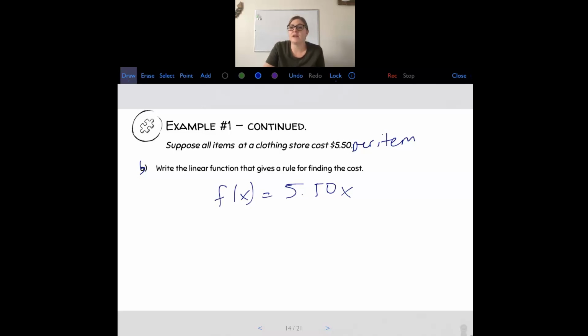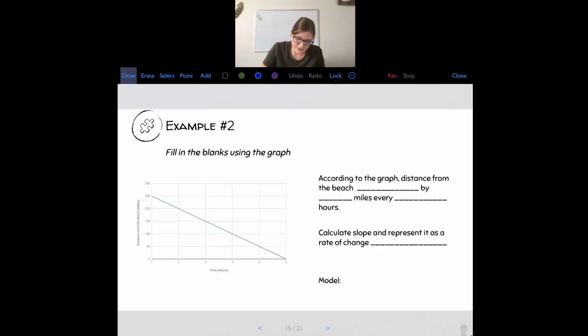and you want to write an equation for that. You would have to factor in the cost of the store membership into that, but we don't have anything like that here. So this is f of x is equal to 5.50x. Example 2, fill in the blanks using the graph.